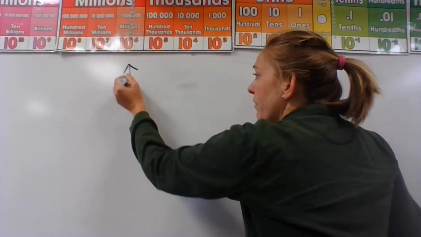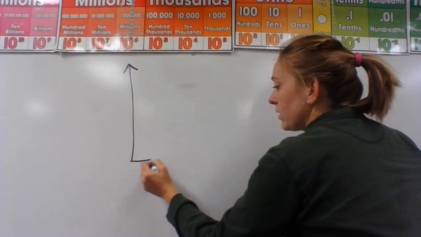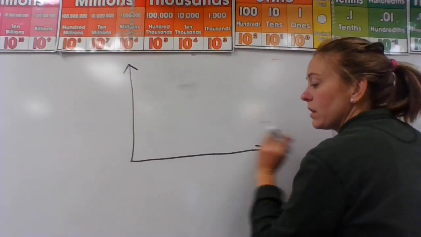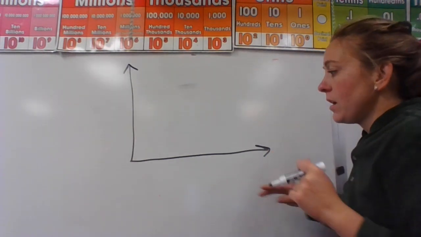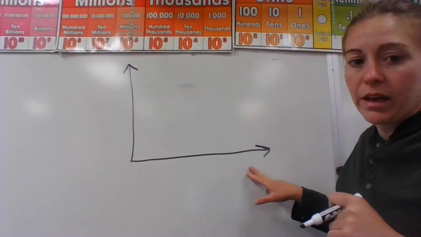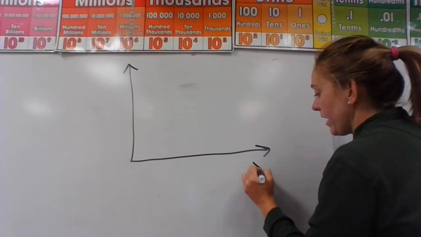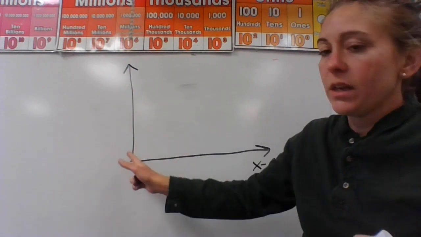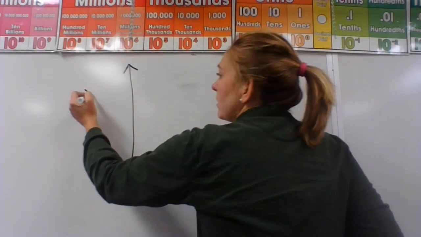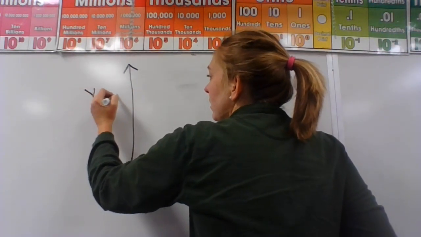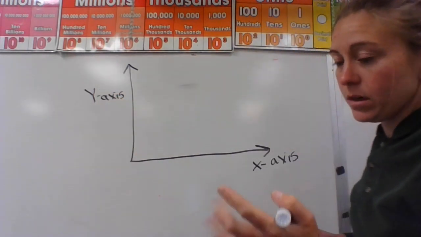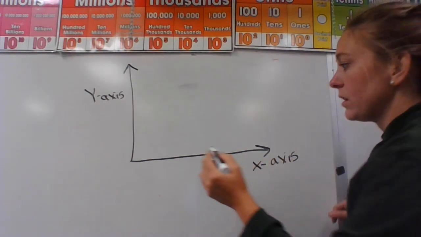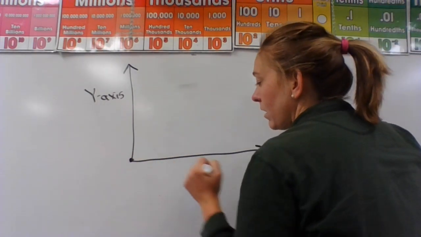When you're looking at a graph, you have two sets of lines, one going vertically or up and down, and one going horizontally or across. In math, the one that's going across is called the x-axis. All right, x-axis right here. And the one going vertically is called the y-axis. Why they're called those, I don't know, but this is the x-axis and the y-axis. And this point right here in the middle is called our origin.